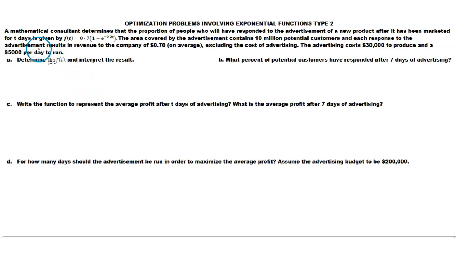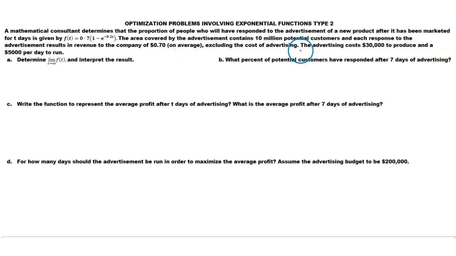A mathematical consultant determines that the proportion of people who will have responded to the advertisement of a new product after it has been marketed for t days is given by f(t) = 0.7(1 - e^(-0.2t)). The area covered by the advertisement contains 10 million potential customers, and each response to the advertisement results in revenue to the company of 70 cents on average, excluding the cost of advertising.